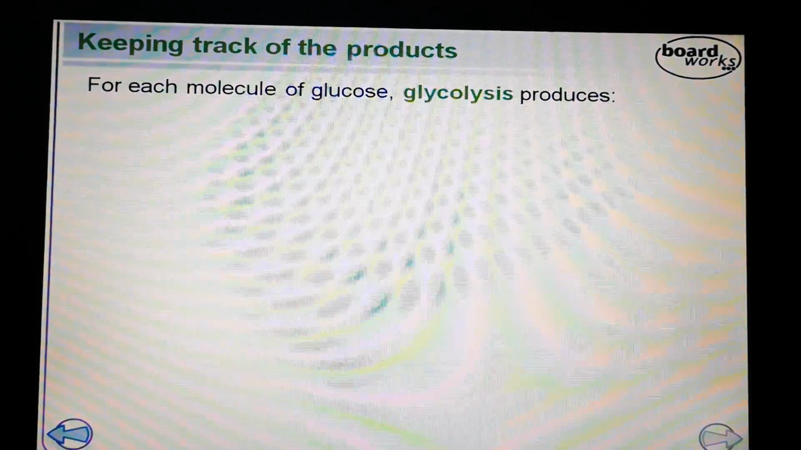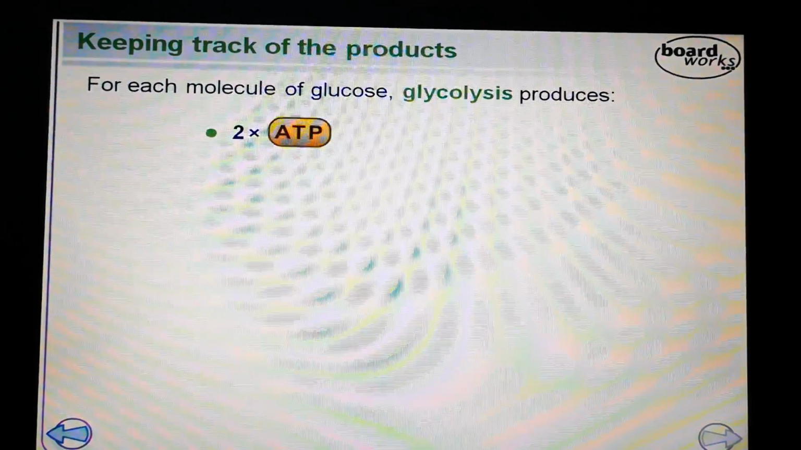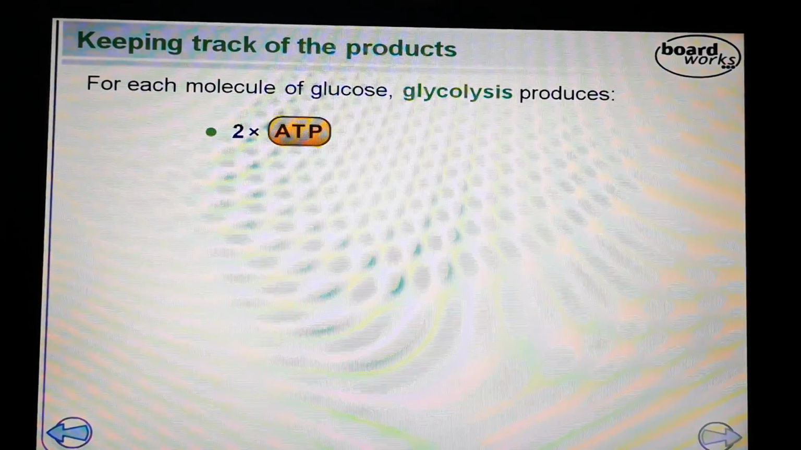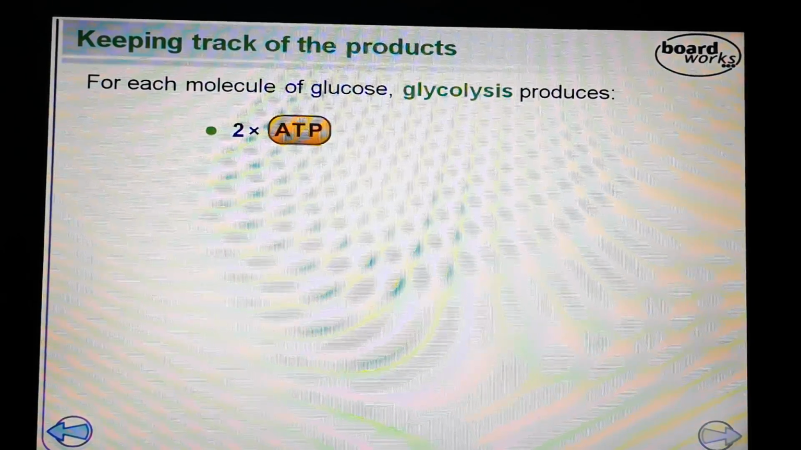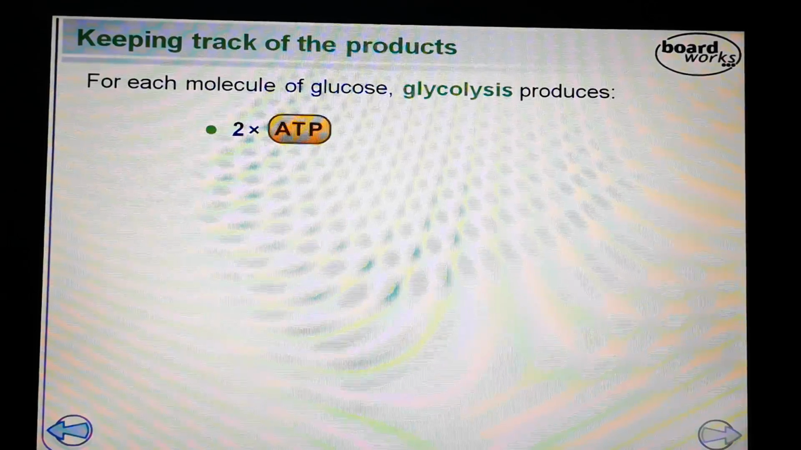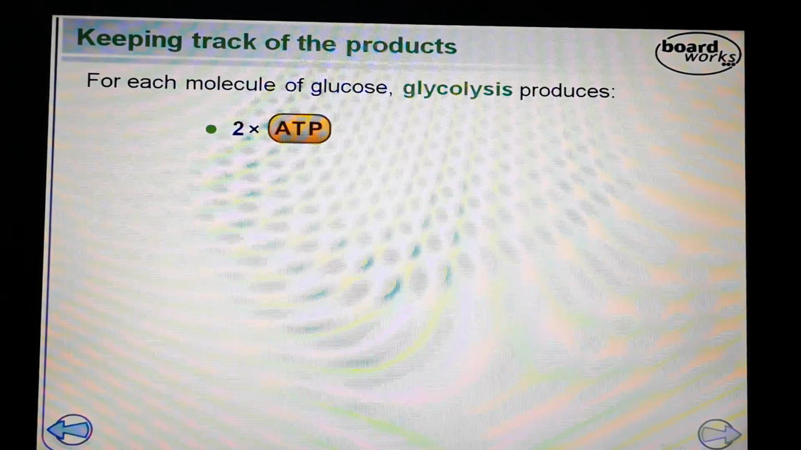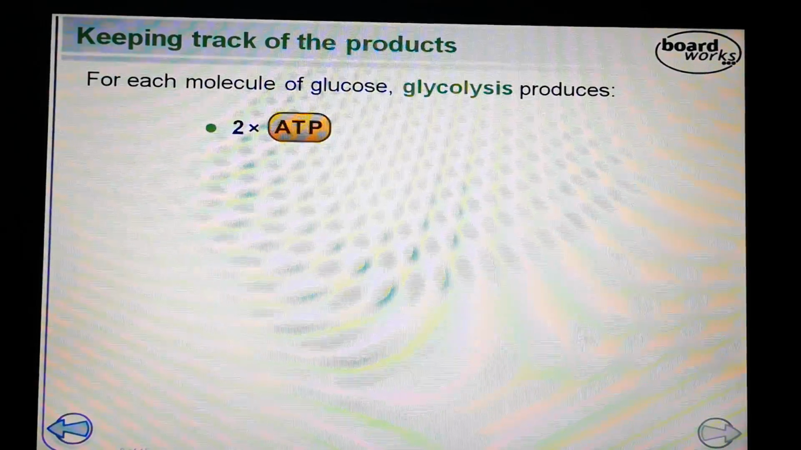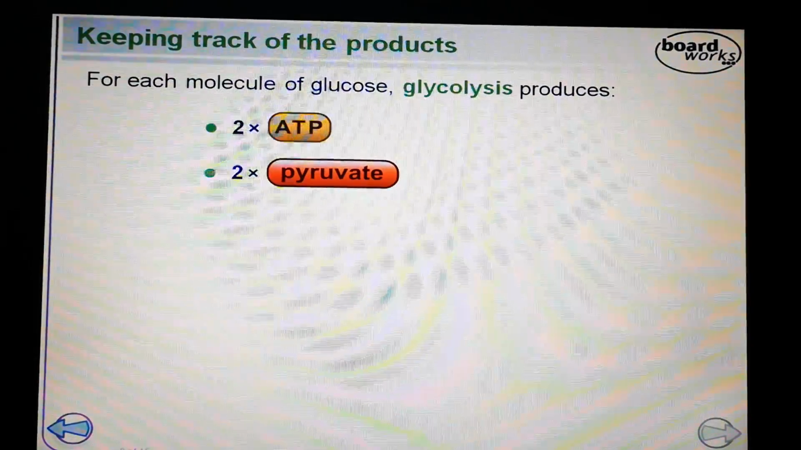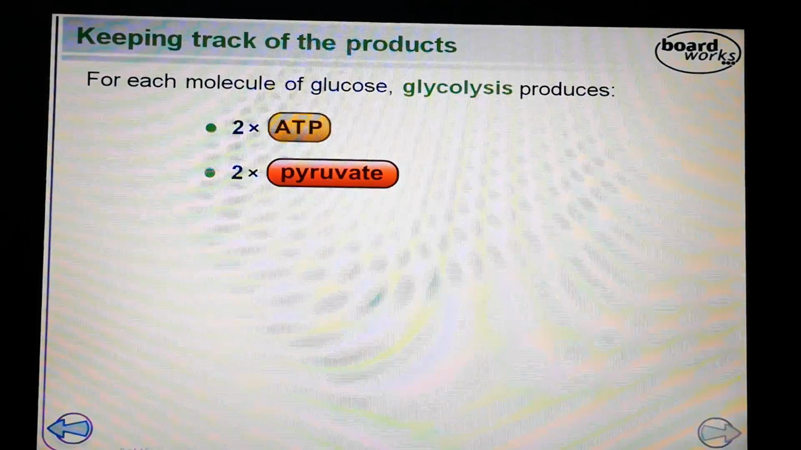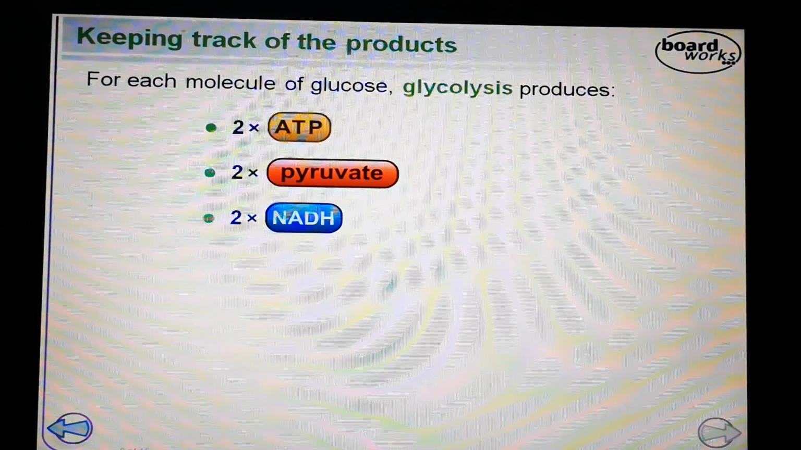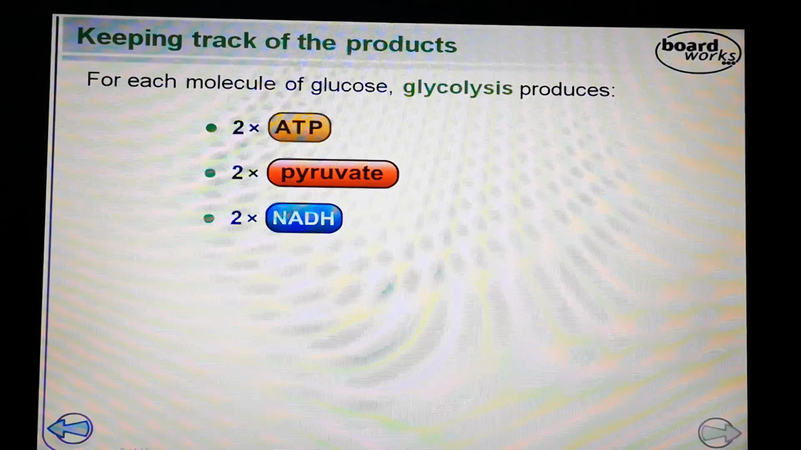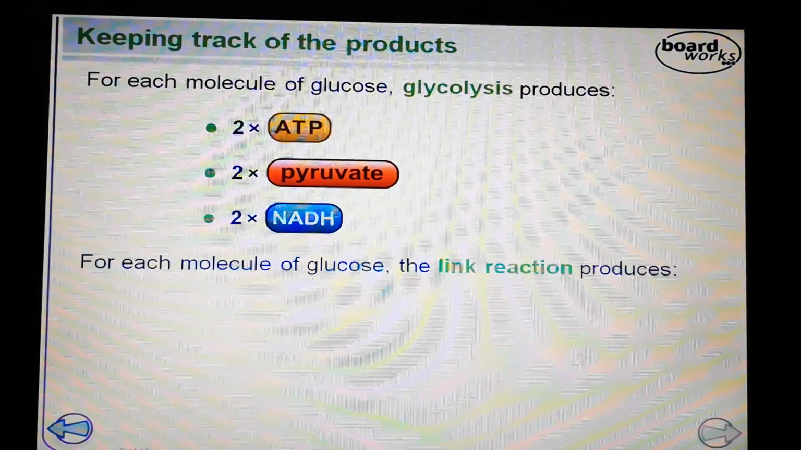So glycolysis. At the end of glycolysis, we have produced 2 molecules of ATP. Remember, it was actually 4, but we used 2 to kickstart that stage. So it's a net gain of 2 that we have there. 2 pyruvate molecules, obviously, at the end, and then 2 molecules of reduced NAD.